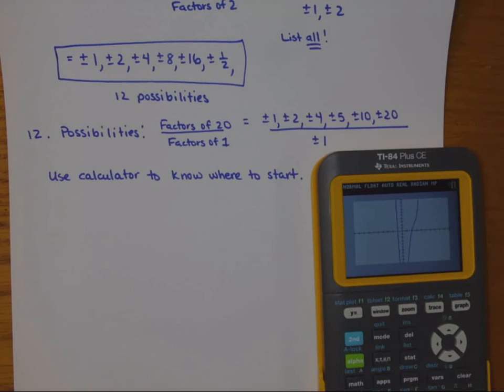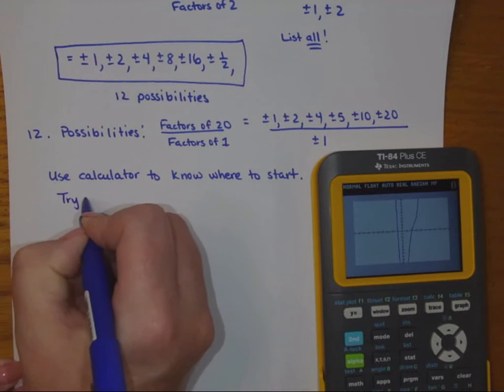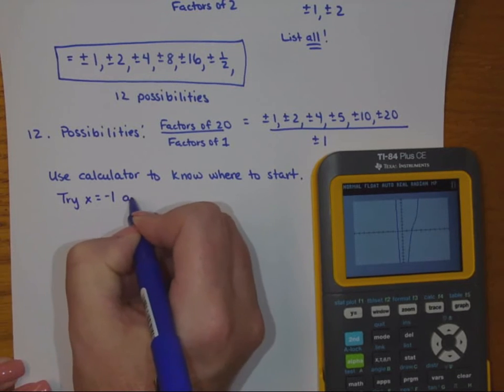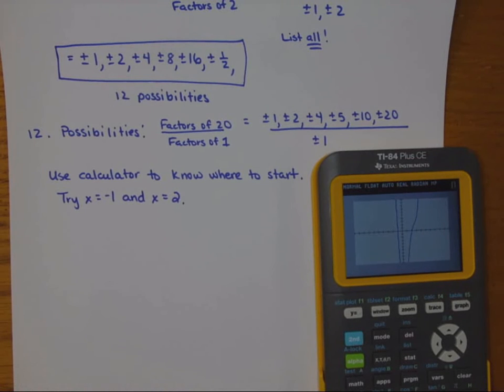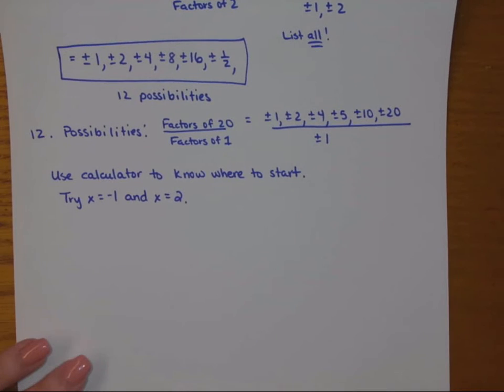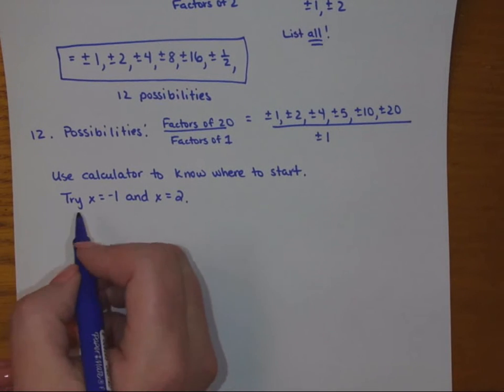So it looks like -1's a good choice, and it looks like 2, right? So I'm going to try x equals -1 and x equals 2. So again, on the test itself, I would probably say, here's where I want you to start so that you would kind of know, okay? It doesn't make a difference which one we start with, right?